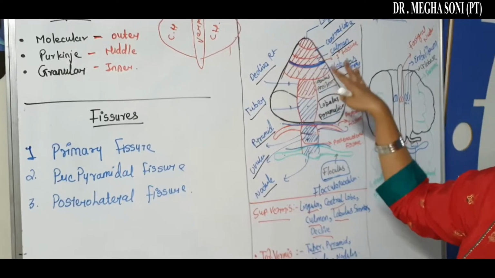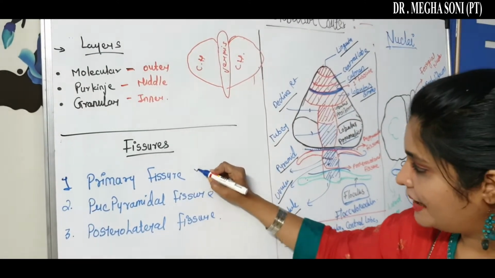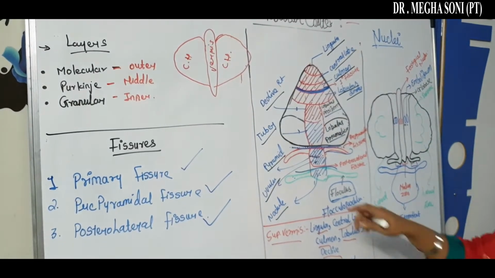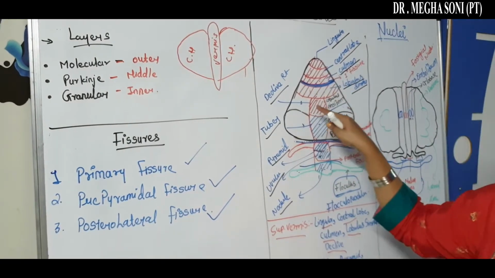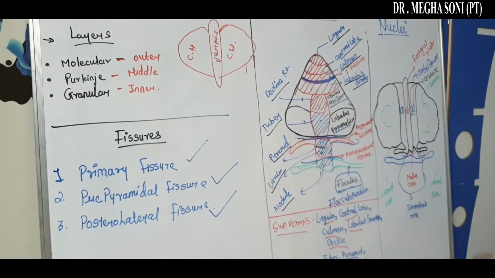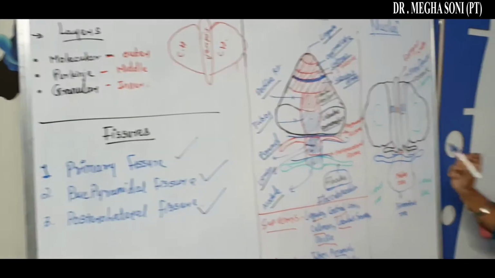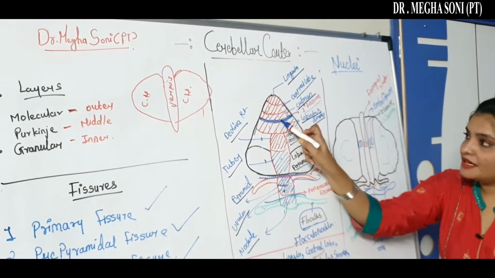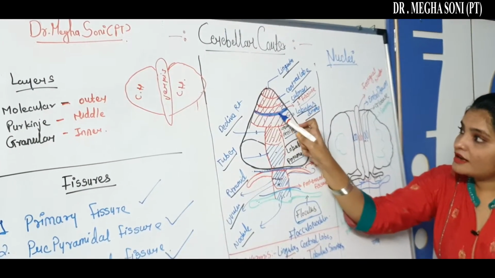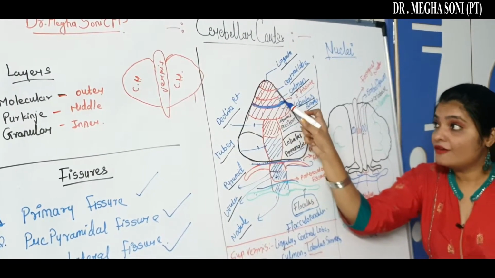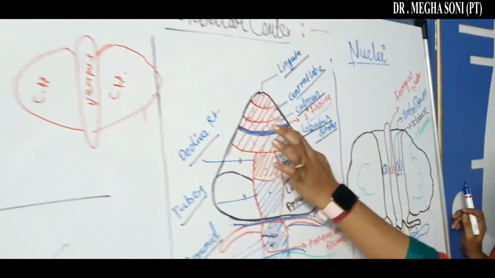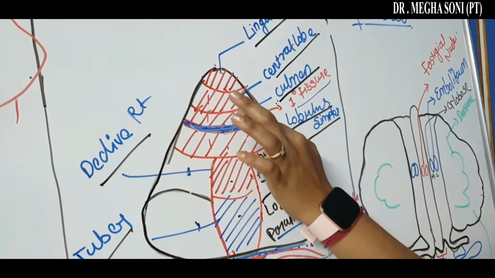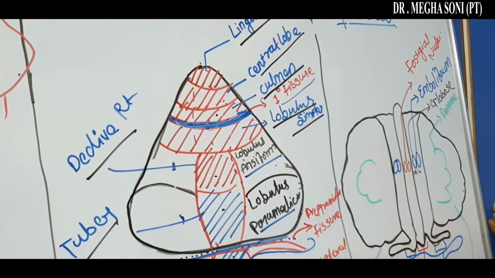Mainly the cerebellar cortex has three fissures: primary fissure, pre-pyramidal fissure and posterolateral fissure. Fine. Because of these fissures, we can divide the cerebellar cortex into different regions or divisions. So first let's talk about the first fissure. This is the primary fissure. Primary fissure is situated between culmen and lobulus simplex. You can see in this diagram, this is culmen and this is lobulus simplex, and the primary fissure is situated between them.